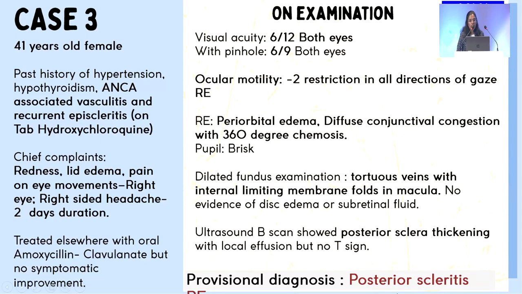On examination, she had visual acuity of 6/12 in both eyes, which improved to 6/9 with pinhole. On motility examination, she had -2 restriction in all directions of gaze in the right eye. The right eye also had periorbital edema, diffuse conjunctival congestion with 360-degree chemosis, and pupils were brisk. Dilated fundus examination showed tortuous veins with internal limiting membrane folds in macula, and no evidence of disc edema or subretinal fluid in the right eye. Ultrasound B scan showed posterior scleral thickening with local effusion, but there was no T sign. Provisional diagnosis of posterior scleritis was made in the right eye.